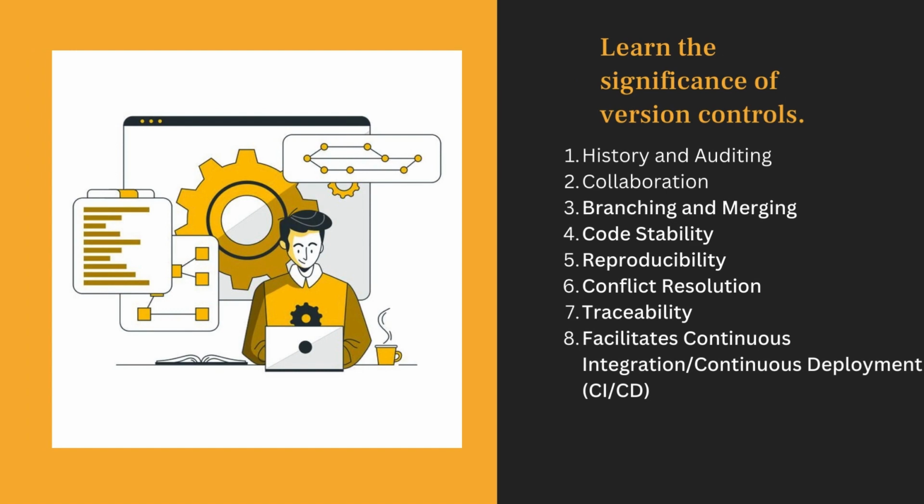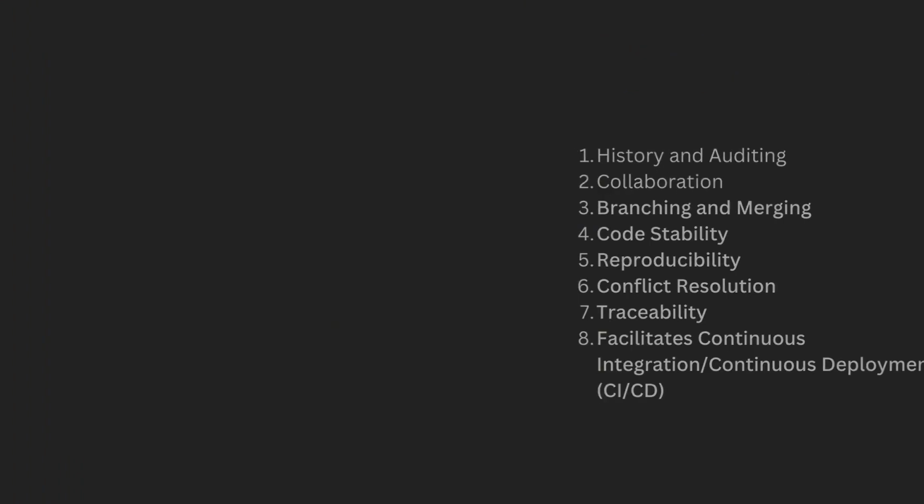Version control is a foundational element of CI and CD pipelines. Automated build and deployment processes rely on version control to trigger actions based on changes in the code base, ensuring that new code is tested and deployed efficiently.